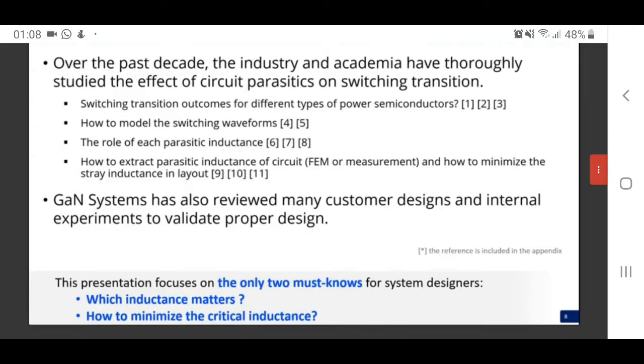GaN Systems also reviewed many customer designs and did many experiments to validate the proper design. So this presentation will only focus on the two main nodes for most system designers. Number one, which inductance matters. Number two, how to minimize the critical inductance.